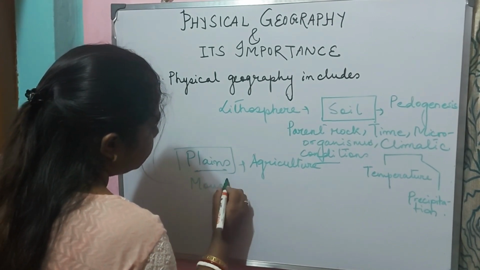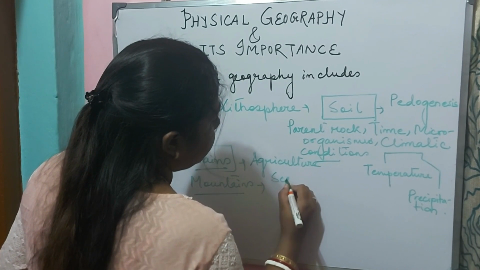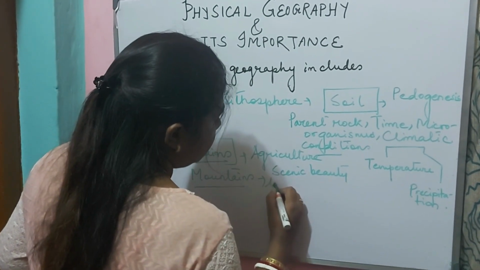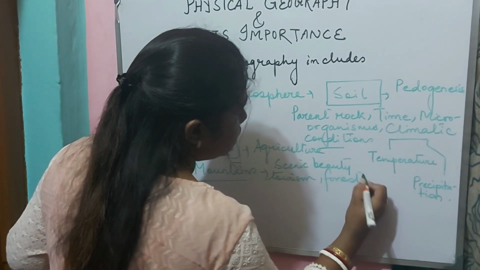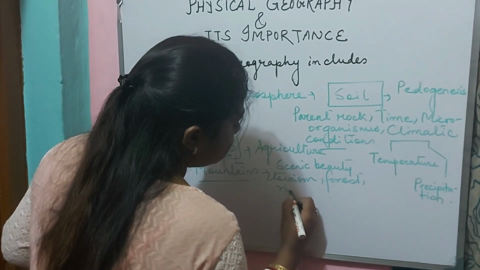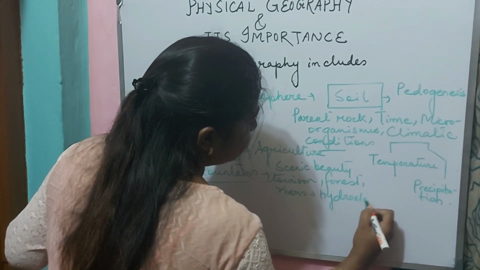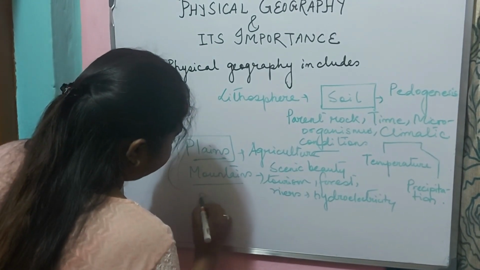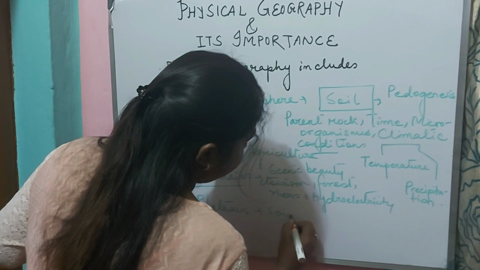Mountains provide scenic beauty. That means they are very important for tourism. We will see forest, huge reserves of forest. So we can say forest wealth can be found here. Rivers can be utilized for hydroelectricity. Plateaus are an important source of mineral wealth.